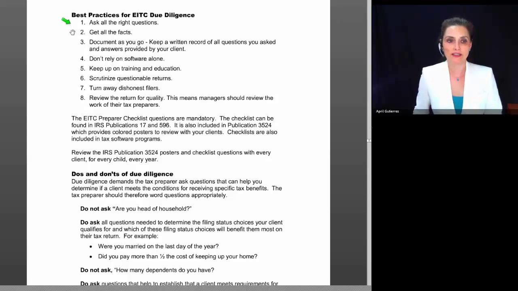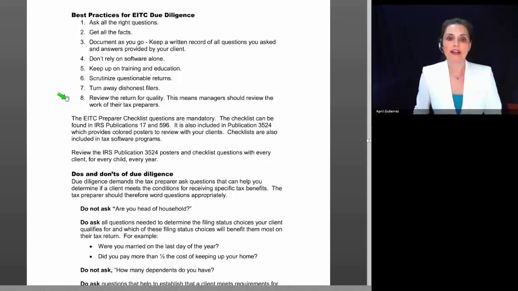So best practices with respect to EITC due diligence, the IRS says you need to get all of the right facts. And how do you get the right facts? You get them by asking all of the right questions. You need to document as you go and keep a written record of all of the questions that you ask and how your client responded to those questions. You should never rely on your tax software alone to get it right, because if you do, you're going to get it wrong. Keep up on training and education, scrutinize questionable returns, turn away dishonest filers, and review the return for quality.